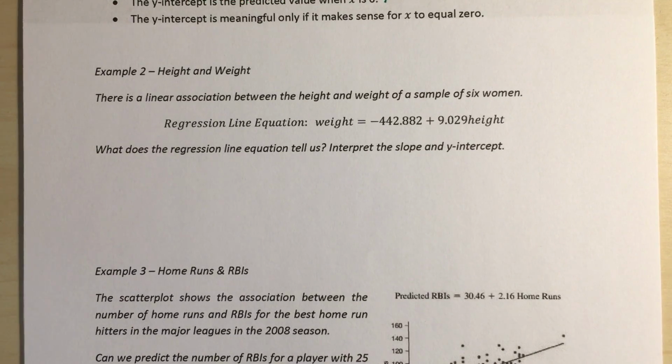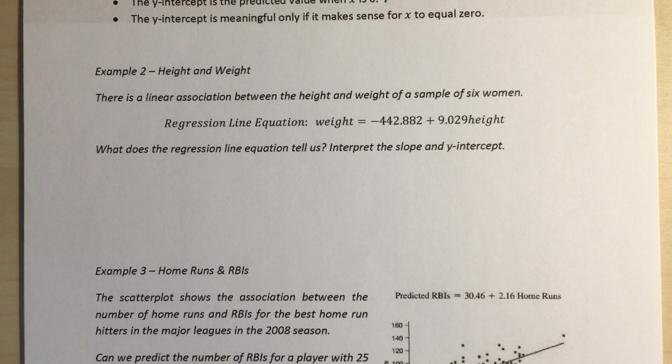Okay, so in this example, there's a linear association between the height and weight of a sample of 6 women. We are given a regression line equation: weight equals negative 442.882 plus 9.029 times height. What does the regression line equation tell us? Interpret the slope and y-intercept.